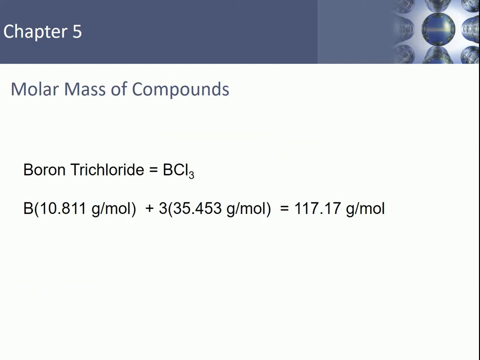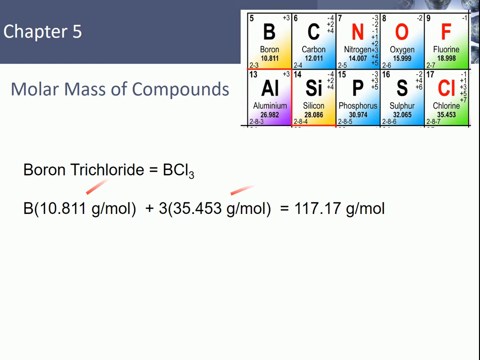Something we may need in some of our problems dealing with boron trichloride is the molar mass of the entire compound. Well, if I go to the periodic table, I can look up boron and chlorine, and recalling the formula, there's 1 boron and 3 chlorines. I can multiply 10.811 grams per mole times 1 for boron, and then there are 3 chlorines, and so we can add all that mass up. And so boron trichloride as a compound weighs 117.17 grams per mole. Now let's put this into practice in the next few problems.